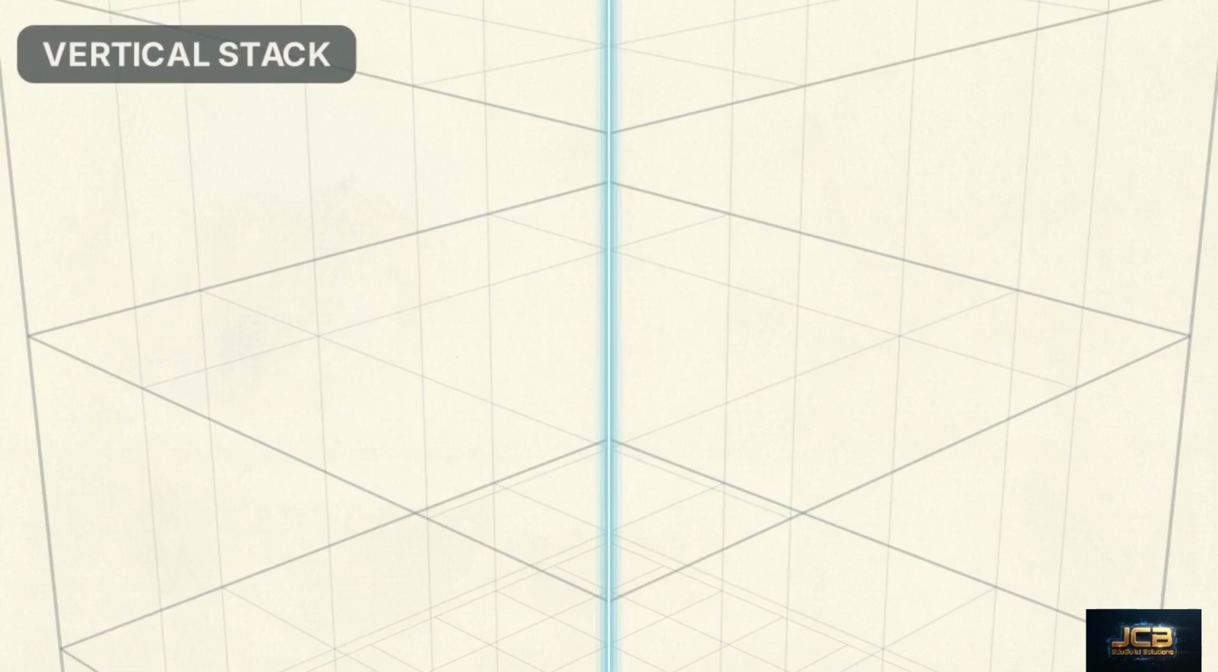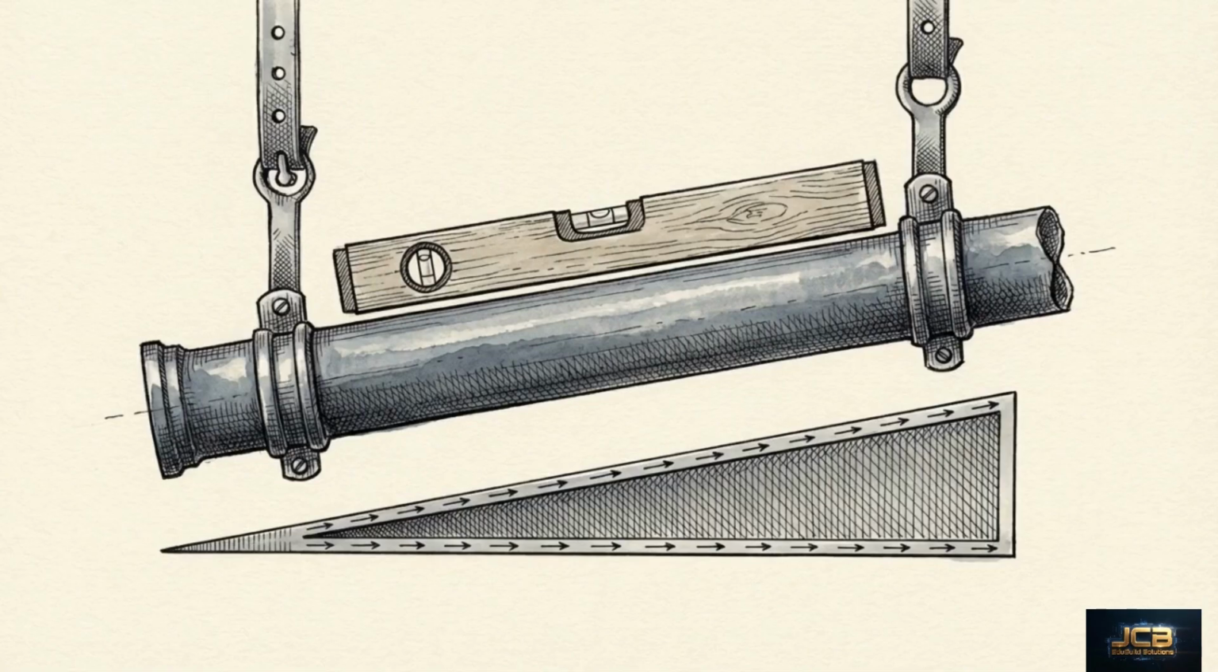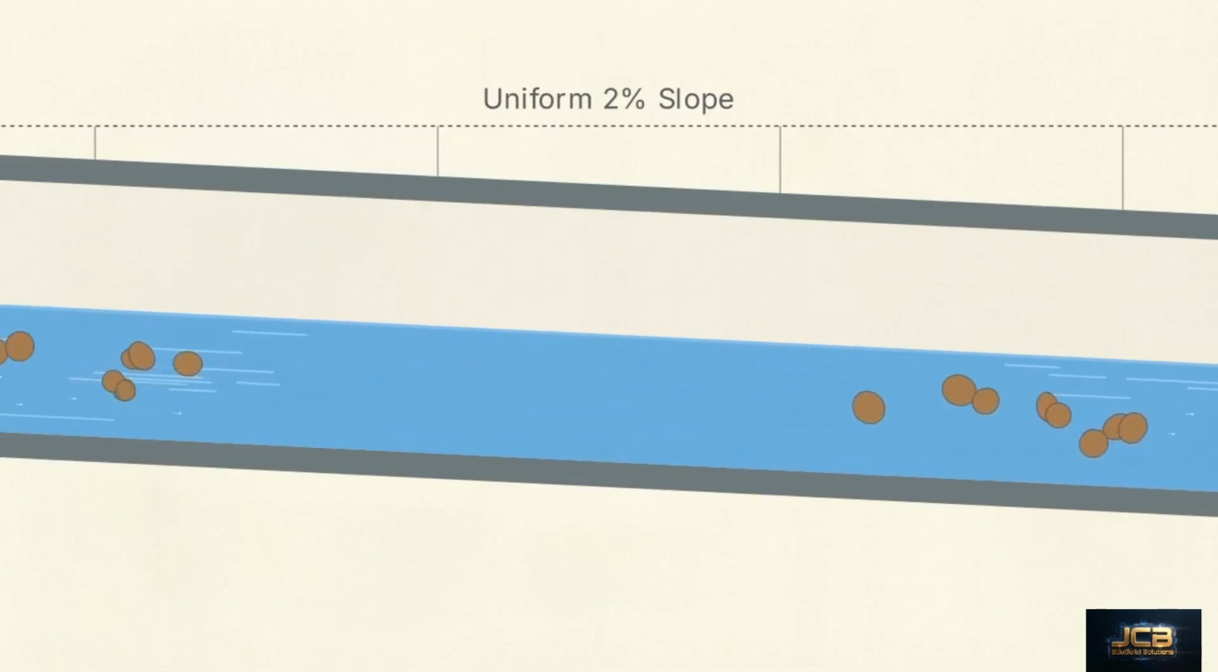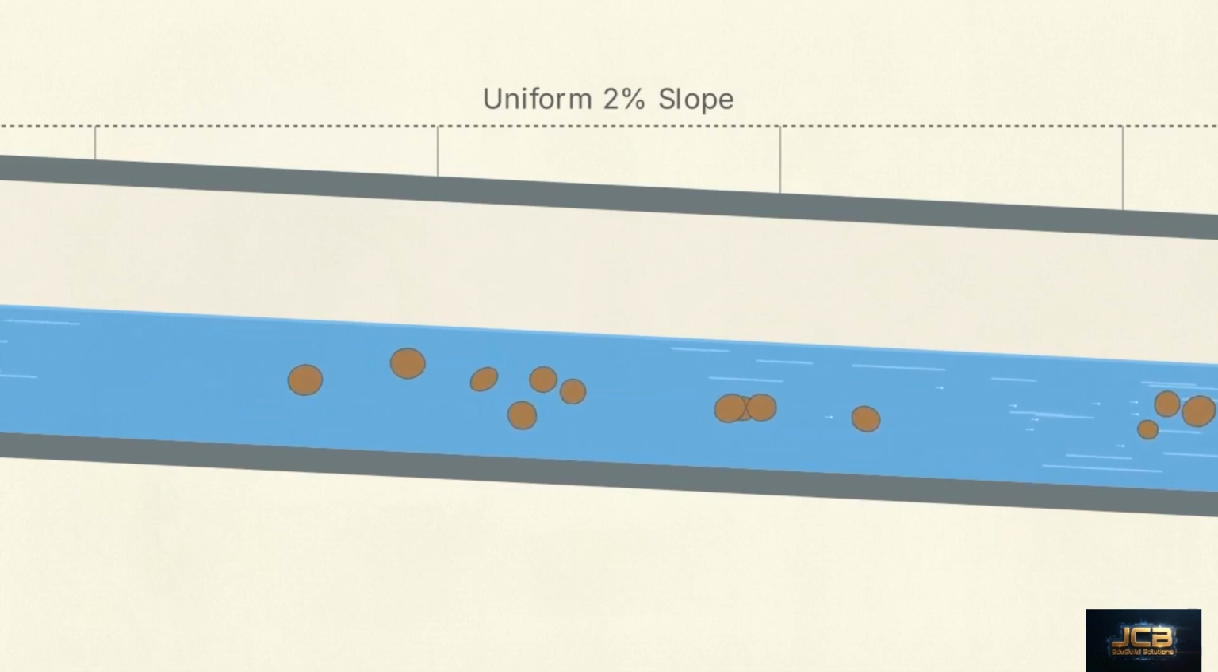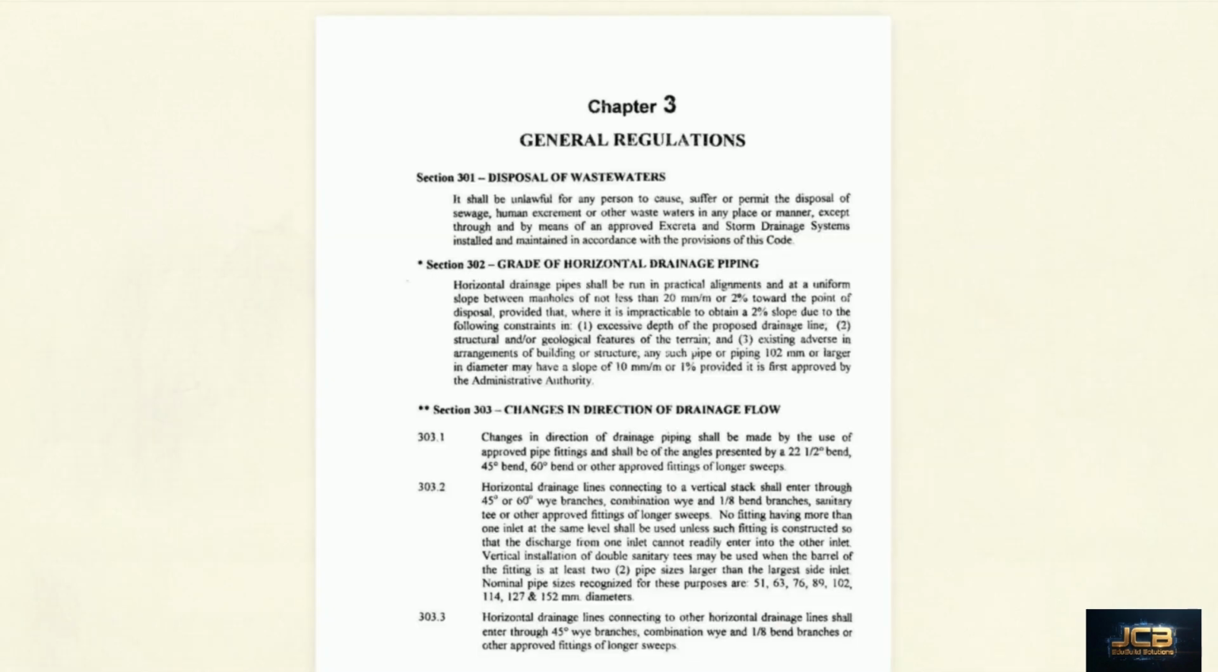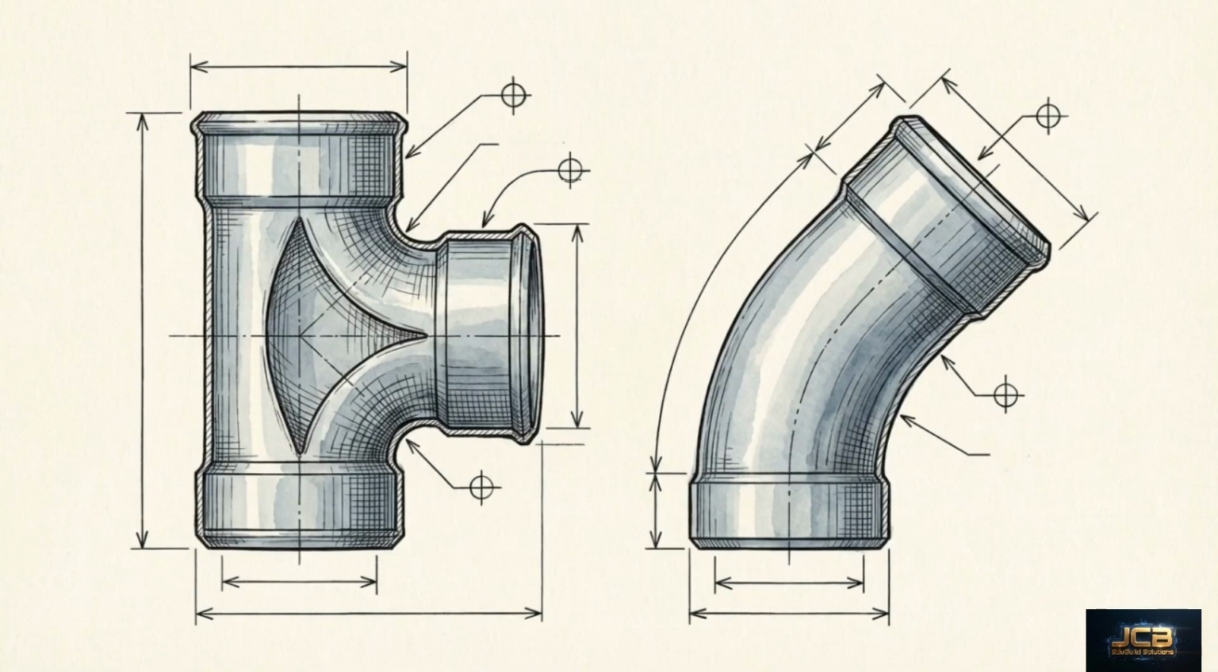Gravity handles the vertical descent, but eventually the stack turns horizontally to cross a lower ceiling plenum. Horizontal pipes are never installed perfectly flat. They rely on self-cleansing velocity, a flow rate fast enough to carry solid waste along with the liquid, preventing sediment accumulation. Section 302 mandates horizontal drainage pipes run at a uniform slope of not less than 20 mm per meter, or a 2% grade. As an exception, structurally constrained pipes 102 mm or larger may use a 1% slope with administrative authority approval. Maintaining velocity also depends on the geometry of the pipe joints.